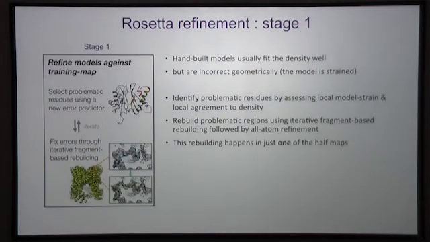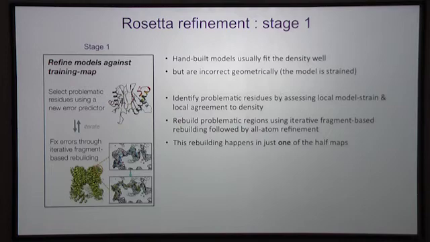And the idea here is that models that have been built by hand generally fit the density quite well. But often, in order to fit the density, you've had to strain the model, to push the chain into that particular density. And so it looks for regions of your model that don't fit the density well, and also for regions where there's local strain. And then it designs fragments, again, from known structures that could replace the section that you have built.